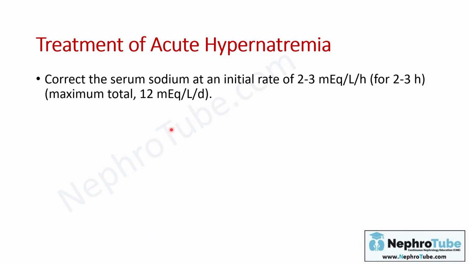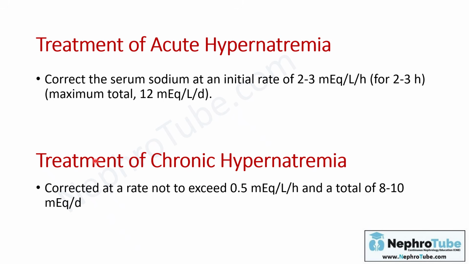First, for treatment of acute hypernatremia, you have to correct serum sodium with an initial rate of 2 to 3 milliequivalent per liter of sodium per hour for the first 2 to 3 hours, with a maximum total of 12 milliequivalent per liter of sodium per day. The treatment of chronic hypernatremia should be more gradual. The correction rate shouldn't exceed 0.5 milliequivalent per liter of sodium per hour, for a total of 8 to 10 milliequivalent per day.